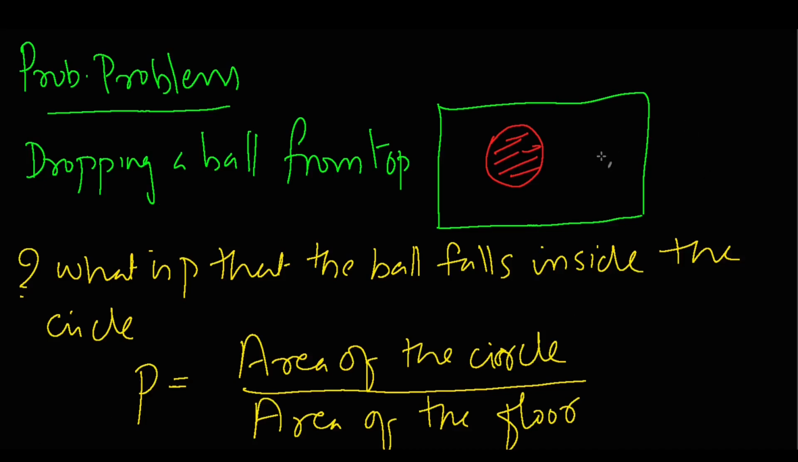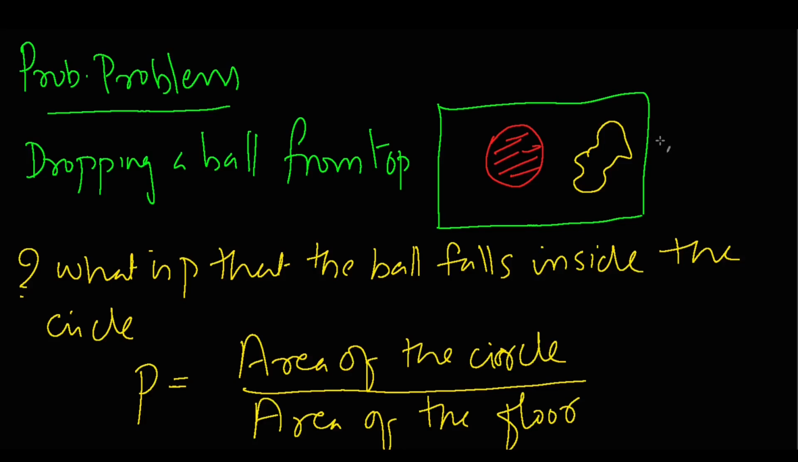So let's say this is some other shape. We have to integrate the area, this region, find the area of this region, then integrate the entire floor area, and area of this region upon the entire floor area will give us probability of the ball hitting this region when we drop a ball from top. And we have assumed that the probability of the ball hitting any part of the floor is equally likely.